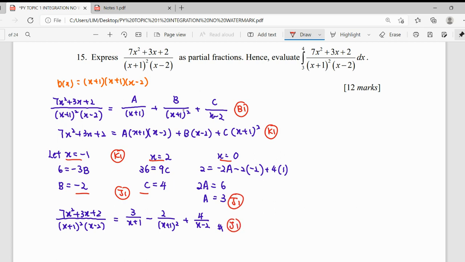So finally, rewrite everything in partial fractions. So this gives us 6 marks. 1, 2, 3, 4, 5, 6. 6 marks.